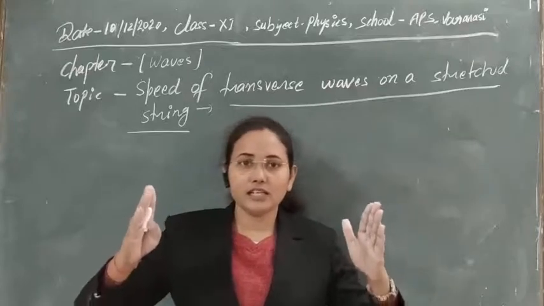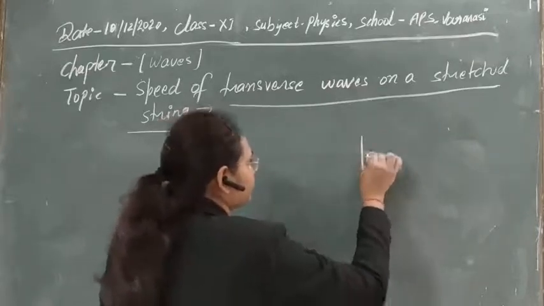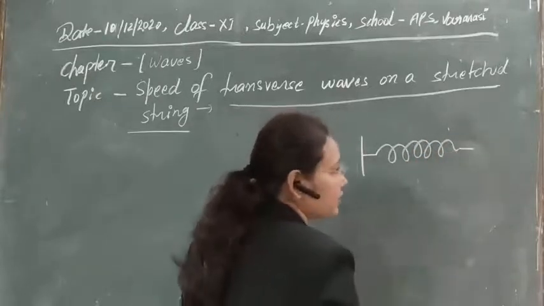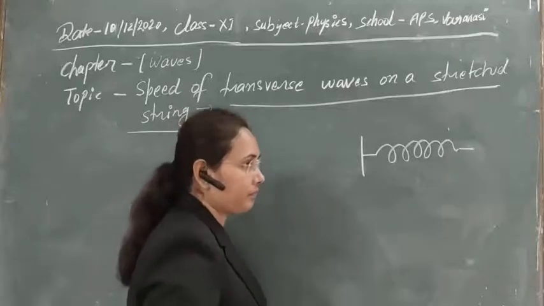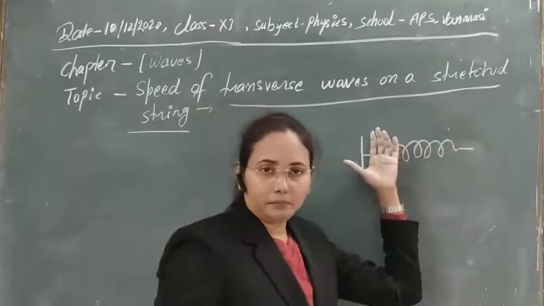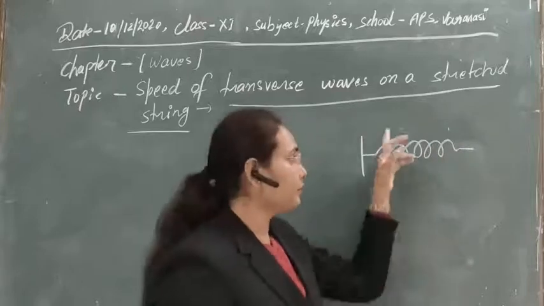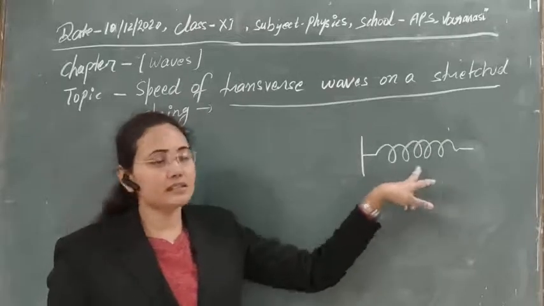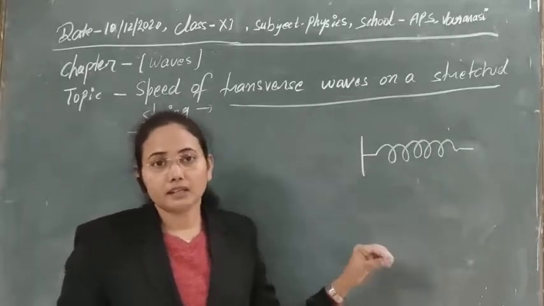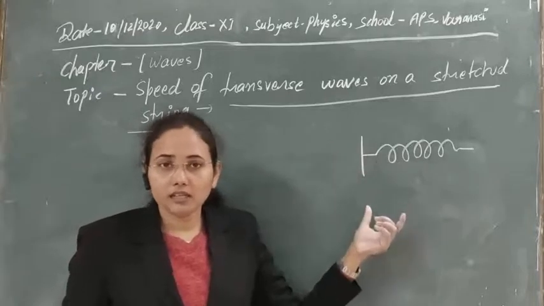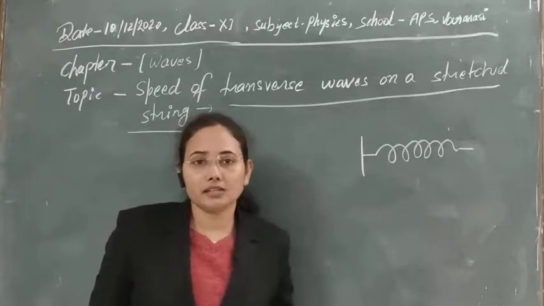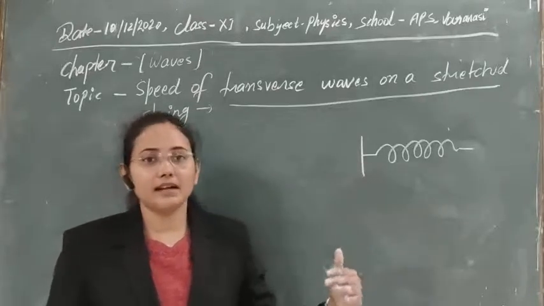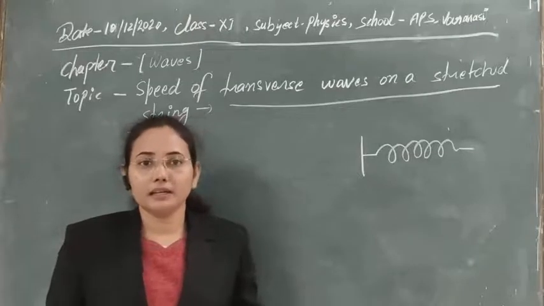Means we have stressed a spring. So suppose this spring is stressed, and in this stressed spring vibrations are produced, and due to that a wave is generated in it. Then obviously there is some tension in the spring. And the velocity depends on the tension. Obviously if the vibrations are greater, then the velocity will definitely be greater.